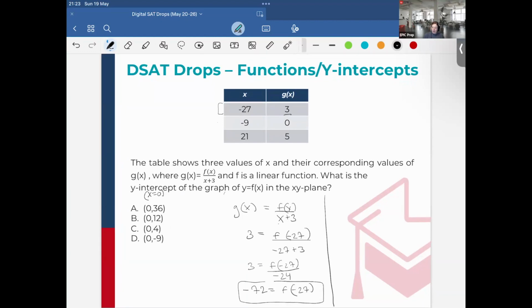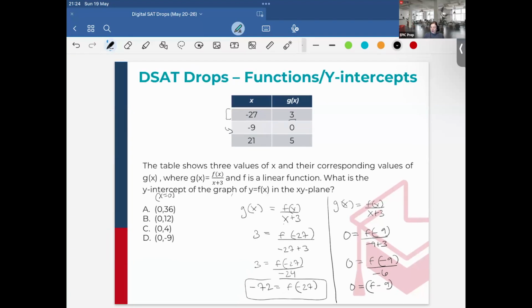Then I'm going to do the same with the second coordinate on the table. So I have g of x is equal to f of x over x plus 3. And then my g of x here is 0. Then I have f of -9 over -9 plus 3. That simplifies to -6, and then 0. So basically, I'm left with 0 is equal to f of -9.